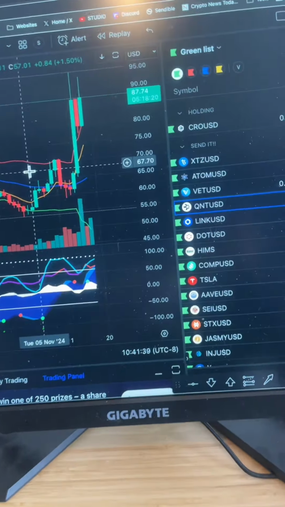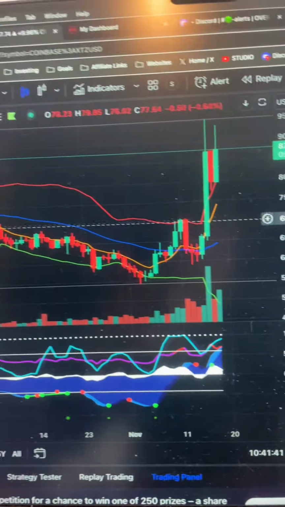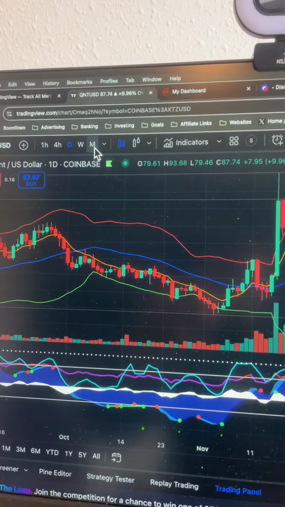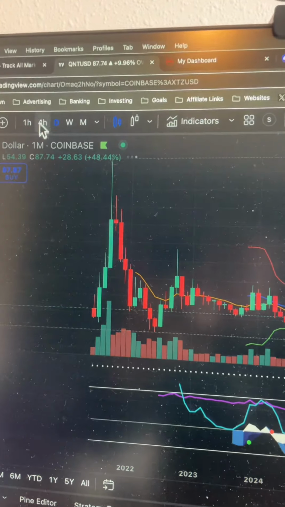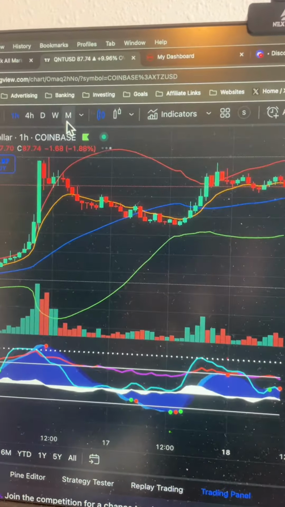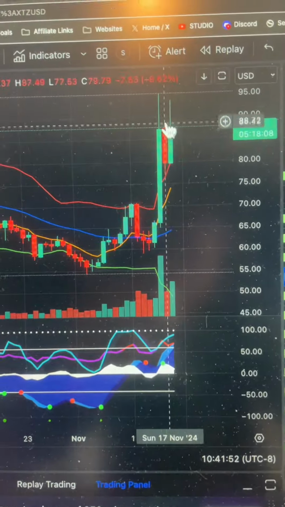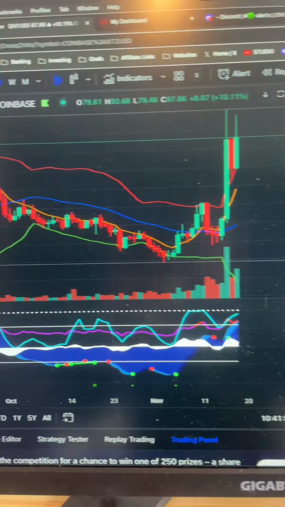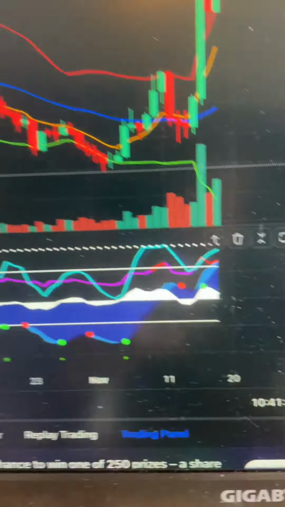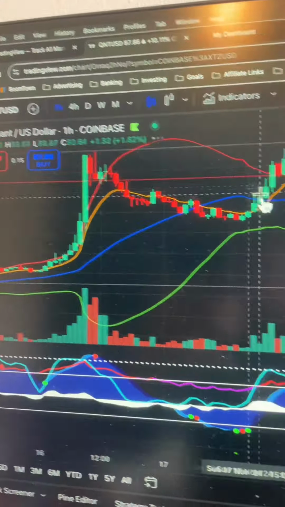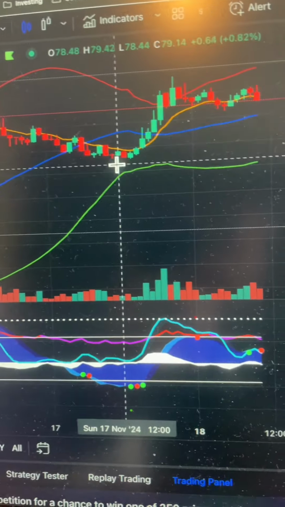Just wanted to let you guys know and put you on a little game here. Okay, monthly to the daily to the hourly. Typically I only use the monthly and the daily in most cases, but if we're up 30% on a daily dot, just like you got right there, I want to zoom in even further to the hourly and wait for that thing to retrace and bounce.